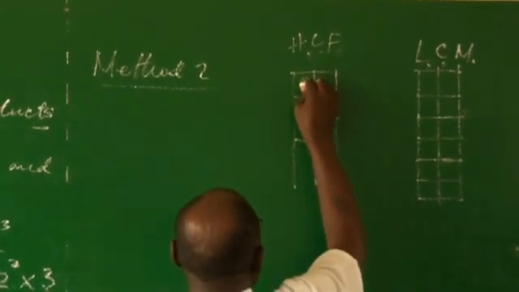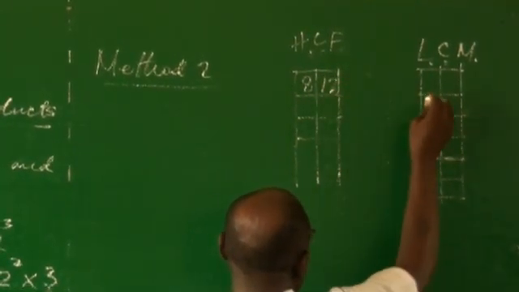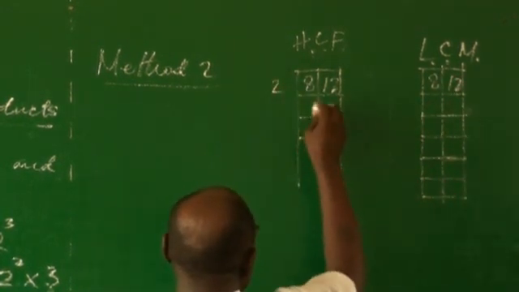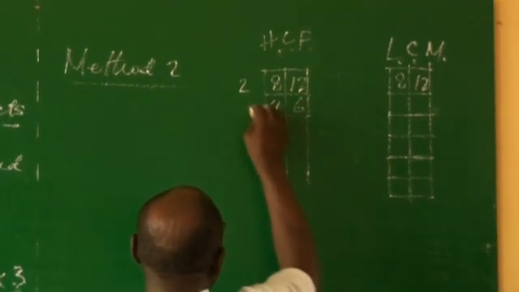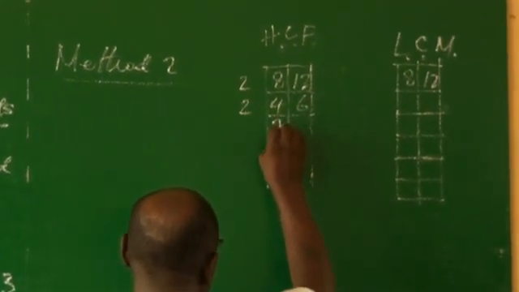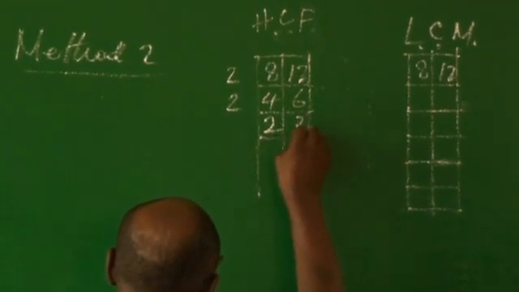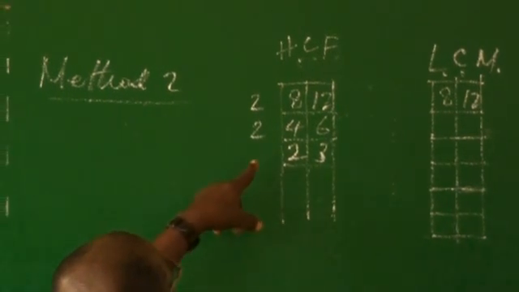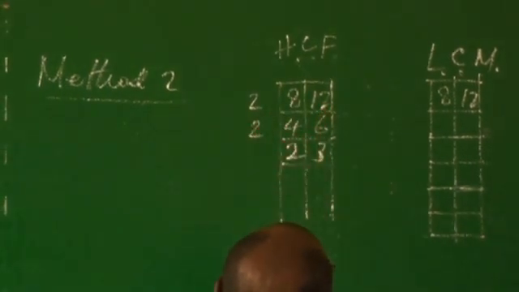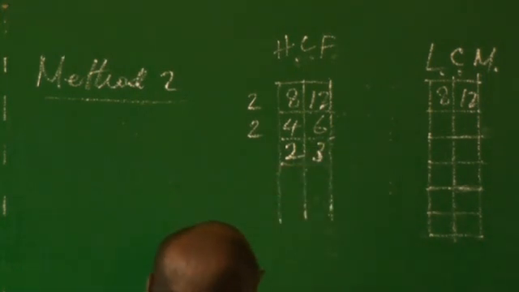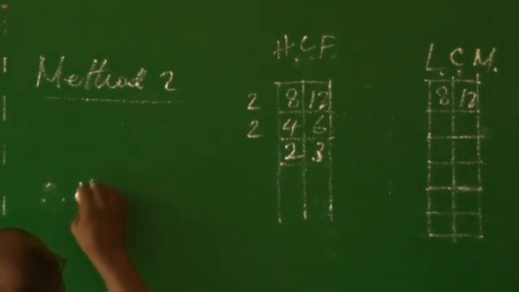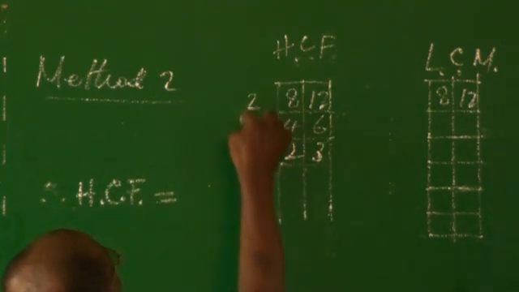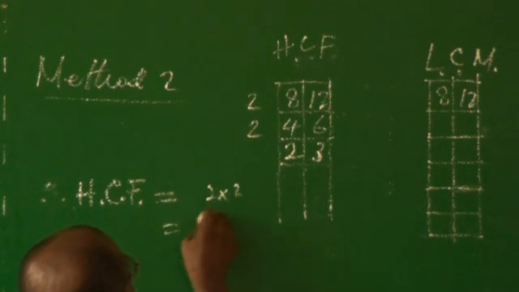We want to write the prime factors of 8 and 12. 2 can divide this and obtain 4, 6. 2 divisors we have 2 and 3. There are no other divisors of these numbers without the remainder. So we stop there, which means the HCF is equal to this 2 times this 2, which is 4.